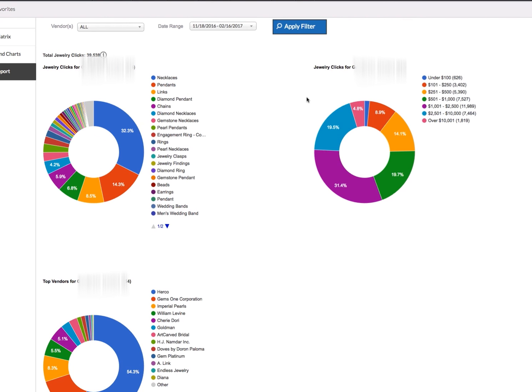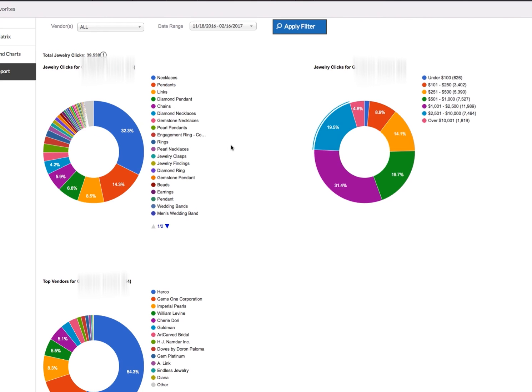And then also we're able to look at it from a price point. So what are the price points that people are most interested in? And you can see we've got another big category here. The $1,001 to $2,500 category is about a third of the clicks. And then we have two categories that are almost identical, one that's at the higher numbers and one's at the lower price point. So we're able to really hone in on what people are most interested in from a price point perspective and also from a category perspective.